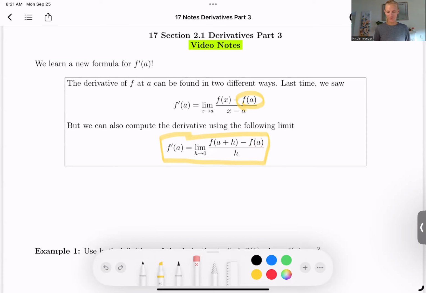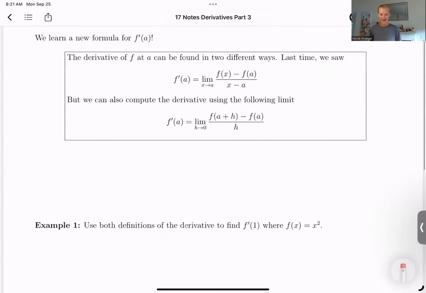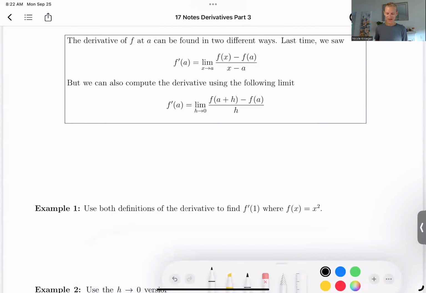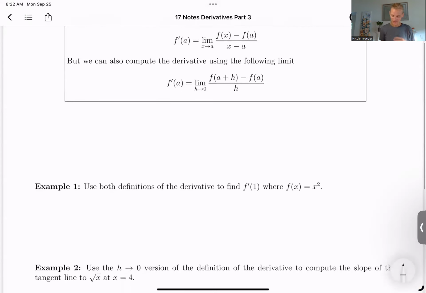So what we're going to do in this video is we will just do computation. We'll just compute the derivative using each of these limits. In class, we will see why these limits are the same and why the second one also gives us the slope of a tangent line. So let's just jump right on in. So we're going to practice using both definitions, to make sure that they give us the same answer.